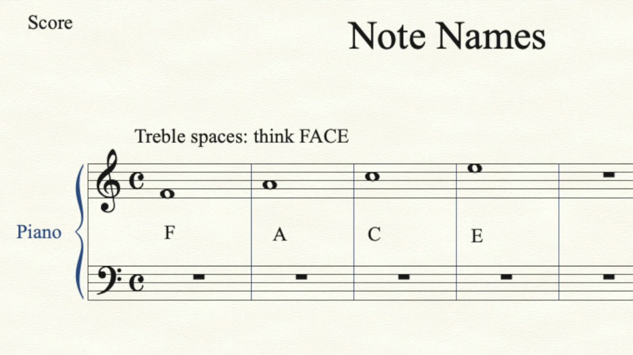Now, to start off, we're going to learn the note names of the spaces in the treble clef. Once again, that is on the top stave. All you have to think about is face. F, A, C, E, and that's from bottom to top. Think face for the treble clef spaces. Once again, F, A, C, E.